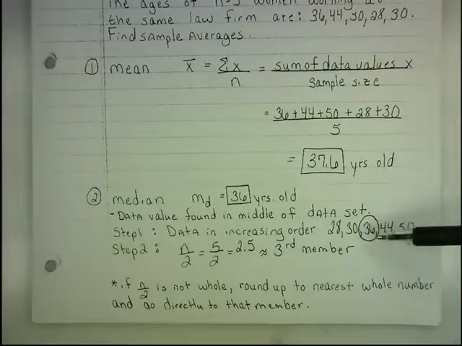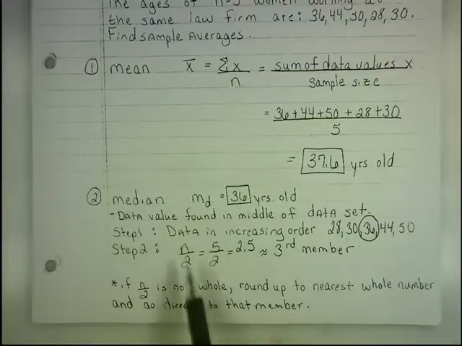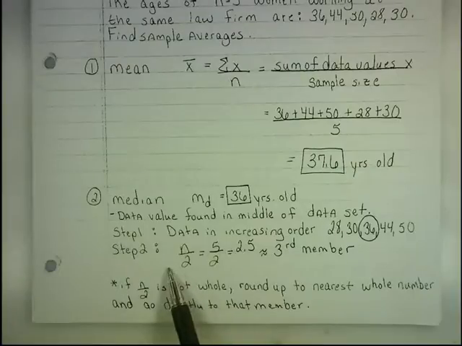So that's the median. But it's not always easy to see the data value that falls in the middle, especially when we have a very large data set. So there is a process. Calculate n divided by 2, which is sample size over 2. I like to call this a locator formula to help us locate the data value that would be the median.